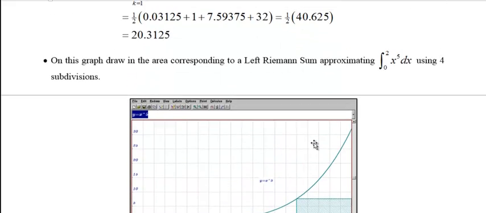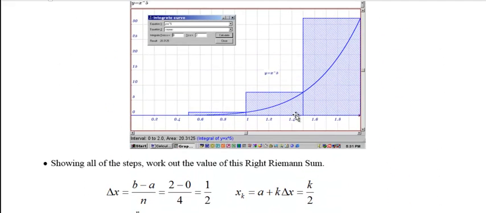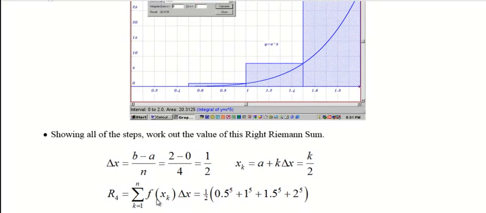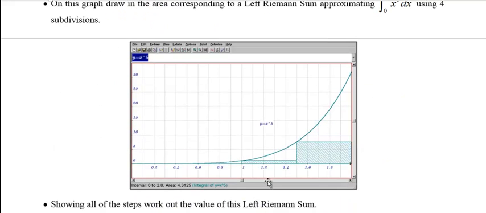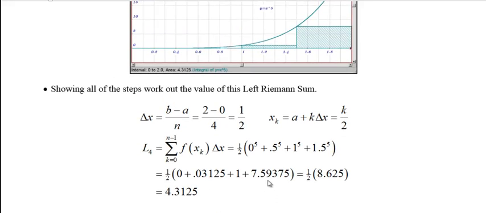Now we did that approximation with right Riemann sums, finding the area of 4 rectangles. So we did an R sub 4, which is the sum of f of x sub k times delta x, from k equals 1 to n. We worked that out. We also did a left Riemann sum here. So how can we improve this? And what do we know about these approximations to the integral?